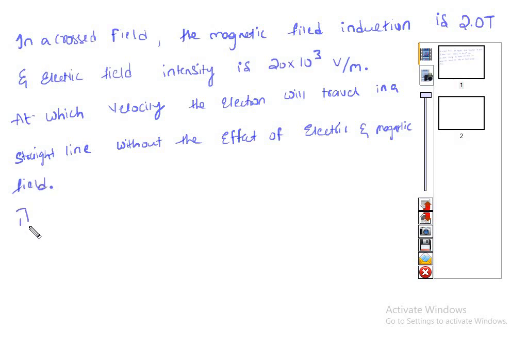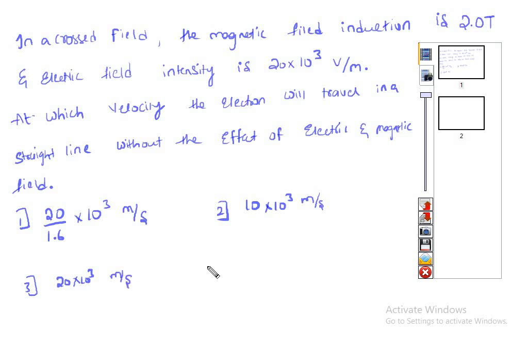So the first option is 20 by 1.6 into 10 to the power of 3 meter per second. Second option is 10 into 10 to the power of 3 meter per second. The third one is 20 into 10 to the power of 3 meter per second. And the fourth option is 40 into 10 to the power of 3 meter per second. So I hope it is clear.